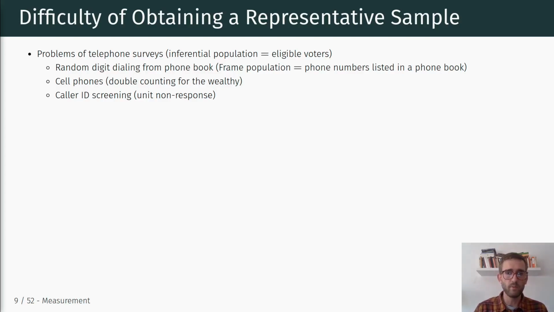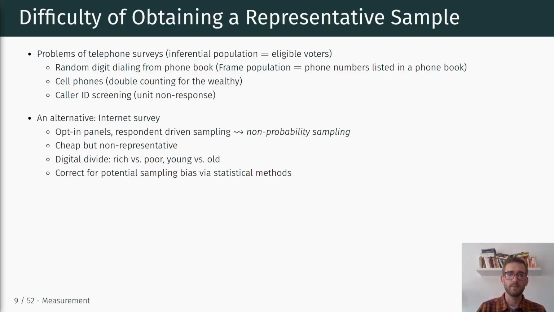And with cell phones, if you get a phone call from an unknown number, you just don't answer the phone. You just click it away, and so that leads also to unit non-response, right? So telephone surveys, for example, have a lot of challenges, especially in recent years.